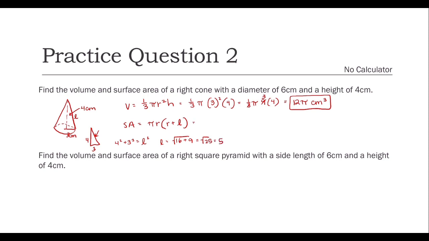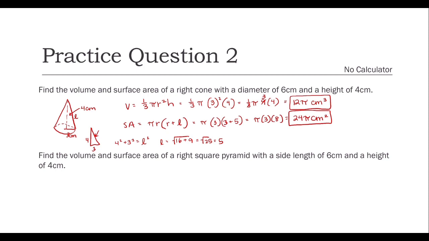So our surface area equals pi times our radius, which is 3, times our radius, which is 3, plus our slant length, which is 5. So it's pi times 3 times 8, which is 24 pi centimeters squared, because this is surface area.